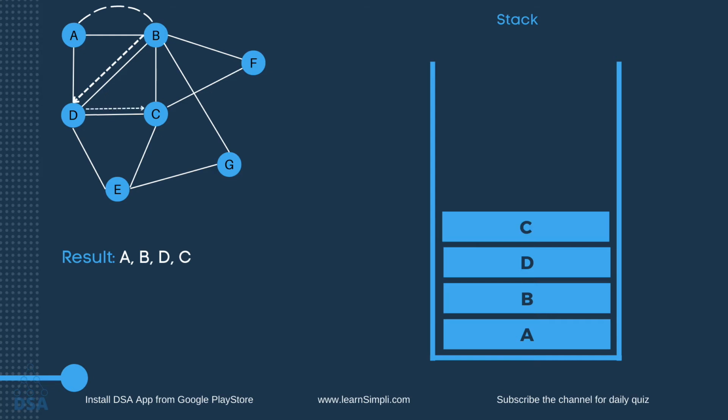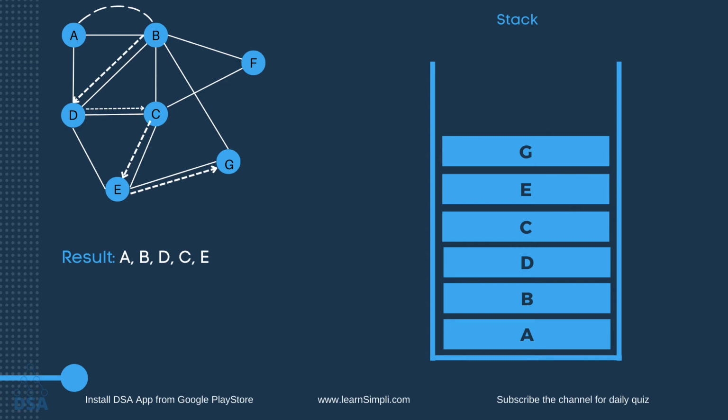Now check what are the adjacent nodes of C. Here we have B, D, E and F adjacent to C. B and D are already inserted. So the remaining adjacent nodes are E and F. We can insert either of them. We will traverse from C to E, so push the node E in the stack and print the result. Next, see the adjacent nodes of E, and they are D, C, G, out of which D and C are already inserted, so traverse from E to G. Push the node G in the stack and print the result.